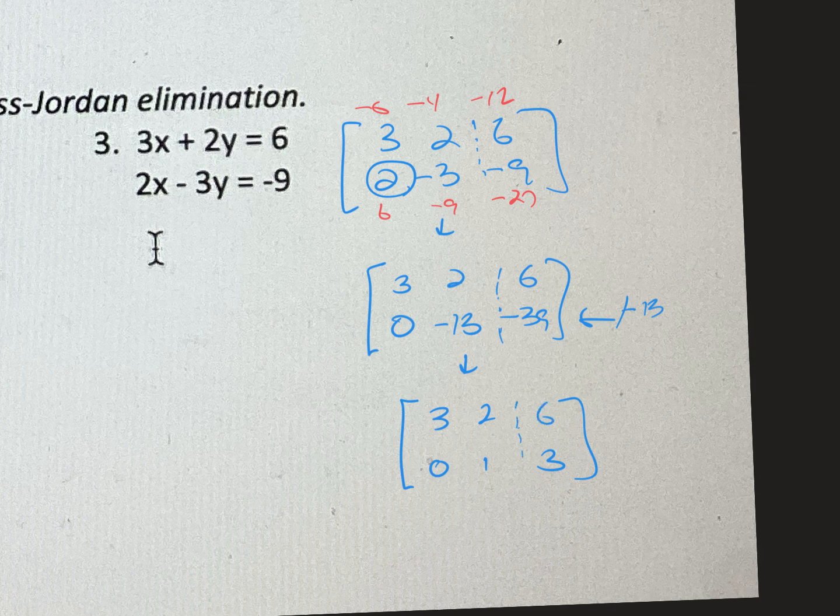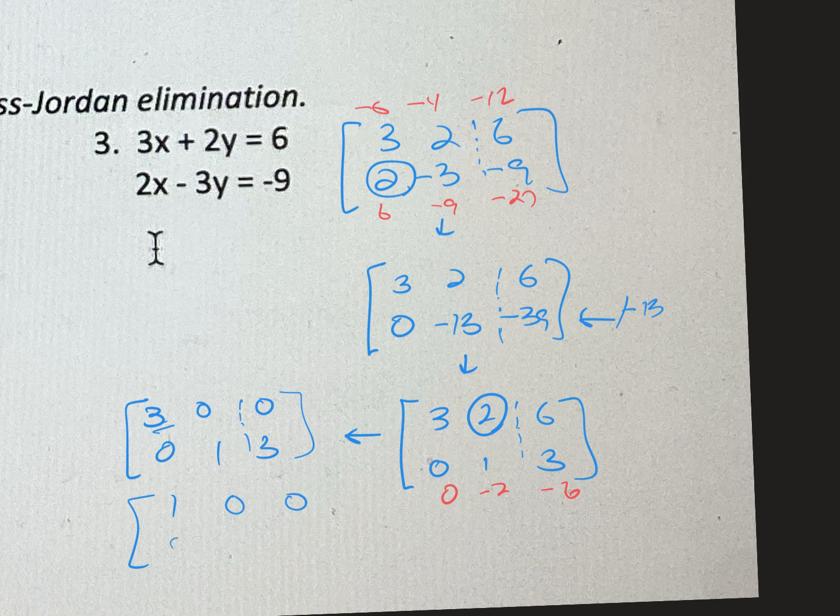Now I want to fix my top row, get the 0 first. I want that 2 to become a 0, so I'm going to multiply the bottom row by -2, so that 1 becomes a -2 underneath it. When I do that, let's see what happens. I'm adding the red numbers on the bottom to the blue numbers on the top. That's 3, that's 0, and that's 0. 0, 1, 3. To finish up, I'm going to divide the whole top by 3 because I need a 1 where that 3 is. If I do that, I get 1, 0, 0, 0, 1, 3. So my final answer is X is 0, Y is 3.